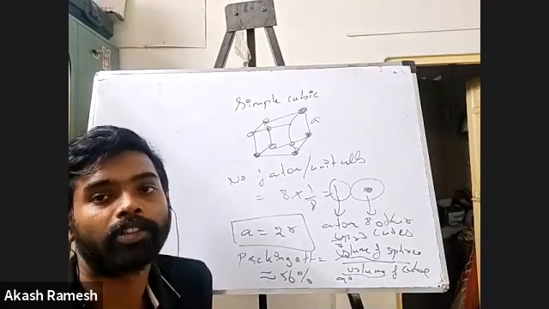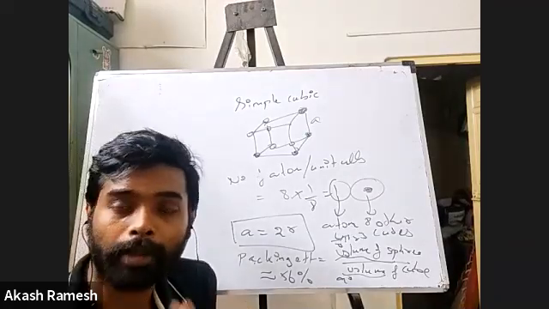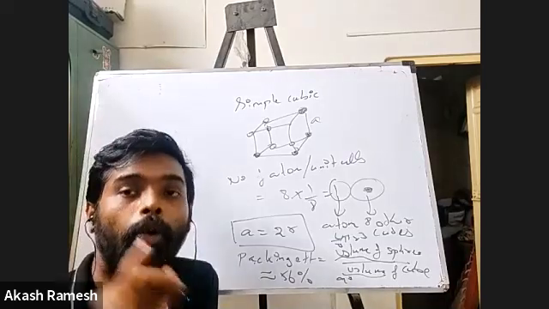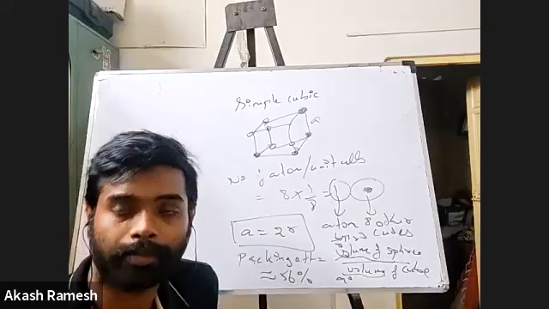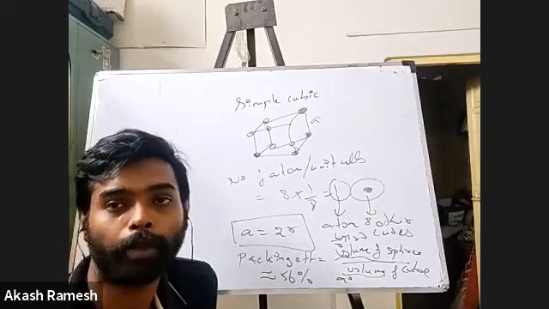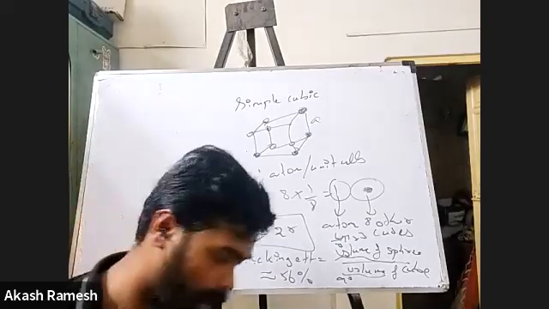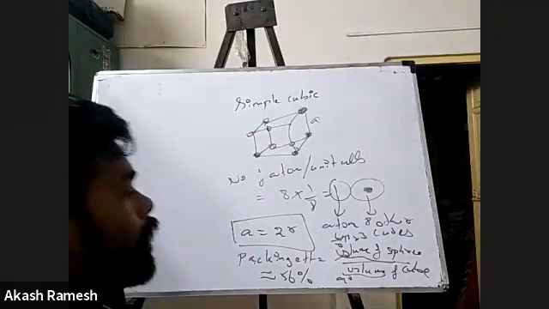Right? Fine. So what all you have to remember? The number of atoms per unit cell, the relationship between A and R, and the packing efficiency. If you understand these things, any problem can be solved easily. Okay. So this is for a simple cubic.